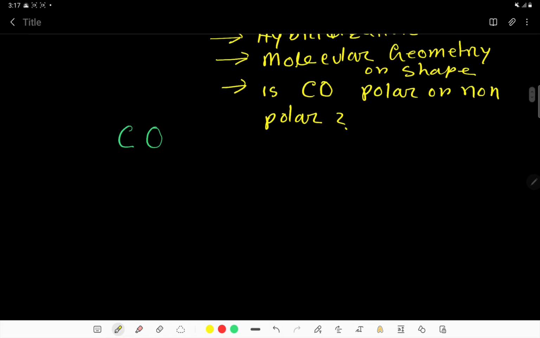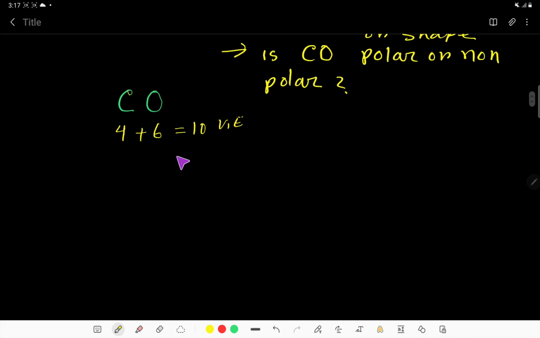So at first we have to count the valence electrons. Carbon is an element of group 4A, that is why it has 4 valence electrons, and oxygen is an element of group 6A, that is why it has 6 valence electrons. Basically, carbon monoxide has 10 valence electrons. So how many valence electrons does carbon monoxide have? The answer is 10.